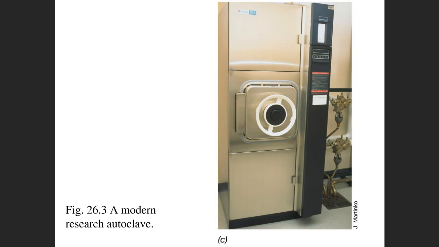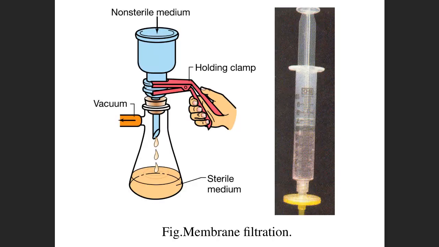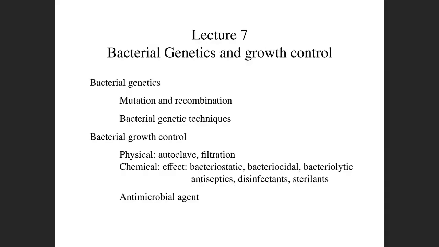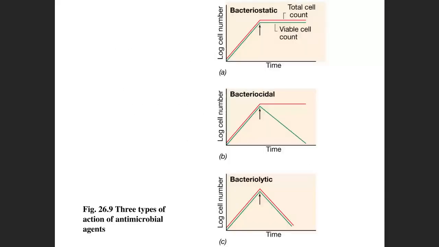So that's how an autoclave looks. Another way of physically removing bacteria is filtration, and based on the size of the pore, you can use filters to remove them. A typical sterile filter will have a pore size of 0.22 micrometer. That's what we use to filter out the bacteria, because a typical E. coli is about a quarter to a third of that.